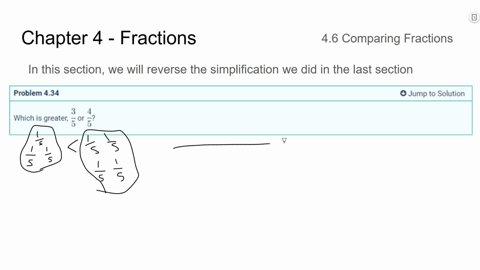Also we can see on a number line, if we have 0 and 1, and we split this up into 5 parts, so it's 1, 2, 3, 4, okay? Then 3/5 is 1, 2, 3, right here. This is 3/5, and 4/5 would be right here. So we know that 4/5 is bigger than 3/5. That one's pretty easy. All right, let's go on to the next one.